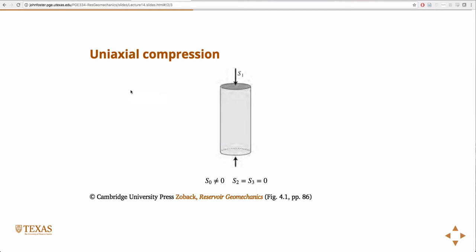It's the most common test done because it's the easiest one to do. You don't need the specialized equipment of triaxial cells and all that other stuff. Any standard test frame can do this test. And so it's the most common, and in my opinion, quite useless.